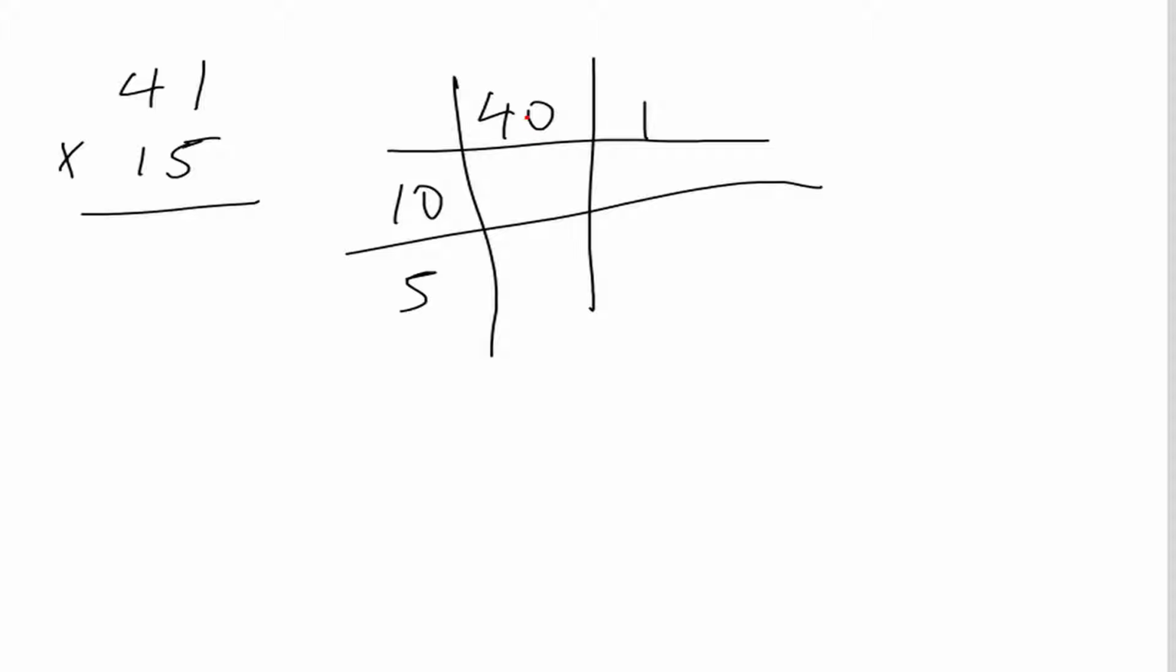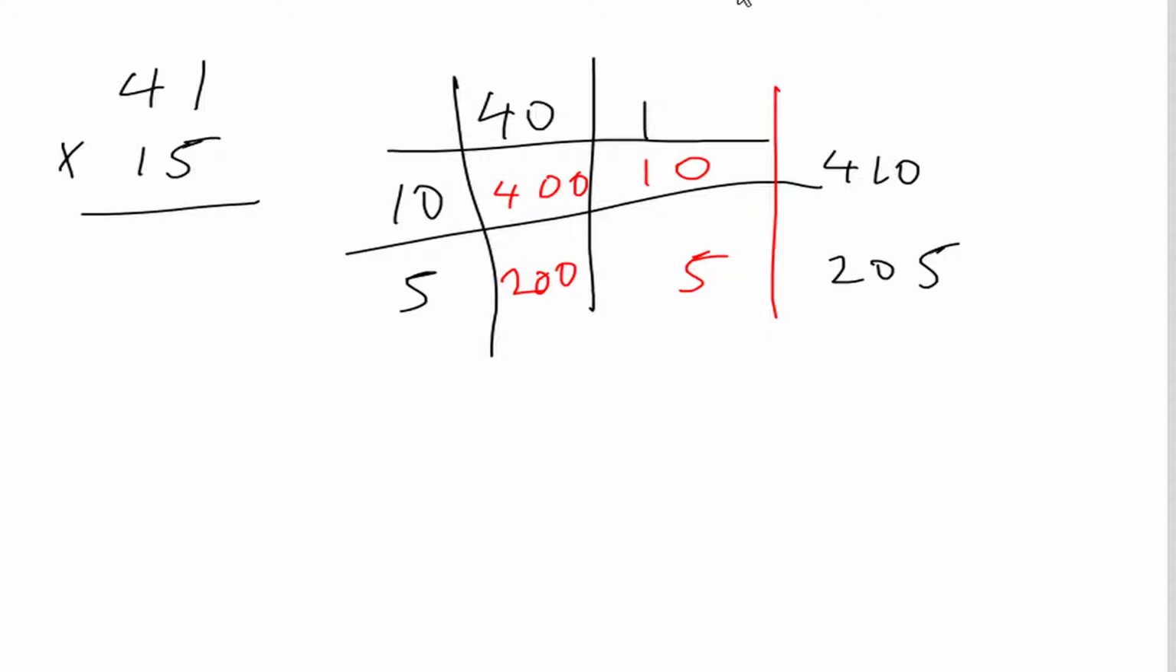Okay, so you got 10 times 40, that's 400. 10 times 1 is 10. 40 times 5, so what's 4 times 5? 5, 10, 15, 20, plus a 0 at the end, don't forget, so you got 200. Then 5 times 1 is 5. Add it together, you got 410 here, you got 205 here, so the total answer is what?